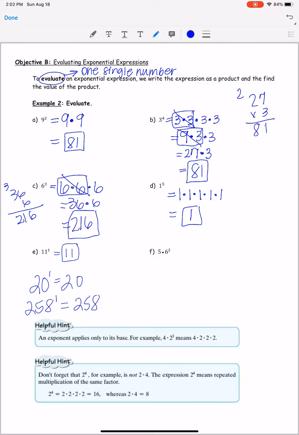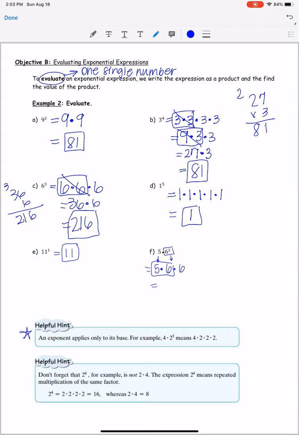Now on F, this little helpful hint down here is kind of explaining F to us. An exponent only applies to its base. So for example, 4 times 2 cubed means the 4 comes over that one time, but then you have 2, 1, 2, 3 times. So same thing on this one. This 5 just kind of comes down. And now this 6 squared means my base is 6 and it's repeating 2 times. So 6 times 6. So evaluate.